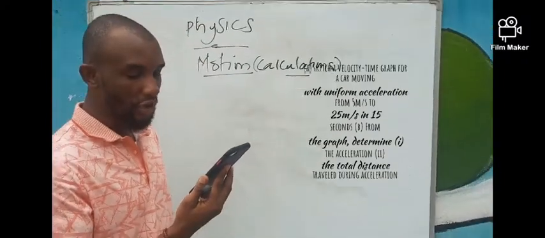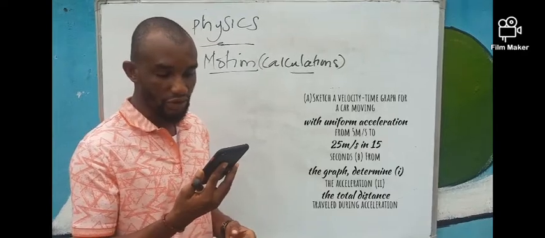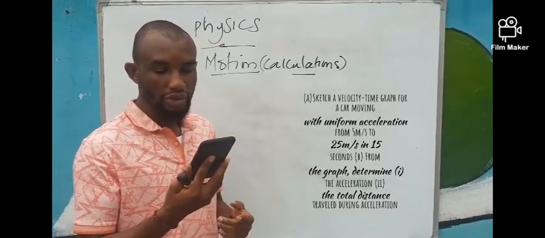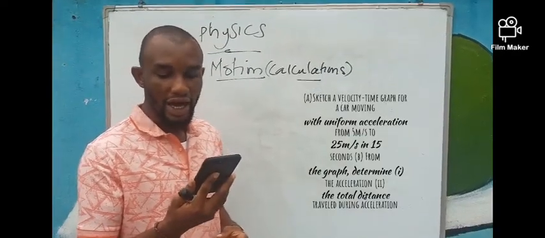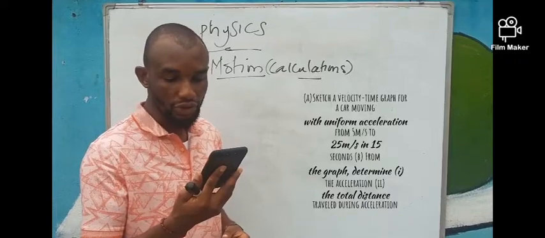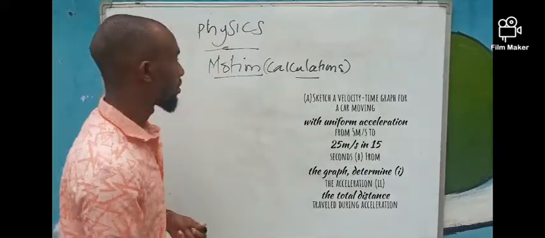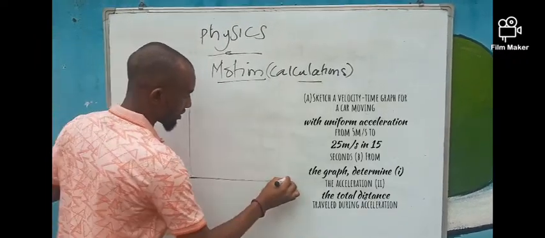Sketch a velocity time graph for a car moving with uniform acceleration from 5 meters per second to 25 meters per second in 15 seconds. Now, use the sketch graph to find values for i, the acceleration, and ii, the total distance traveled during the acceleration. From the question, I'll first of all make a sketch of the velocity time graph.